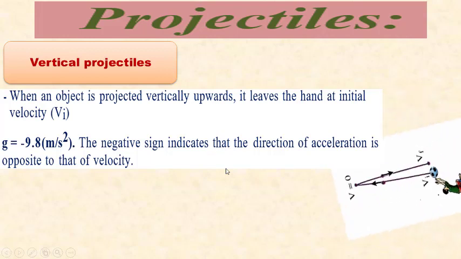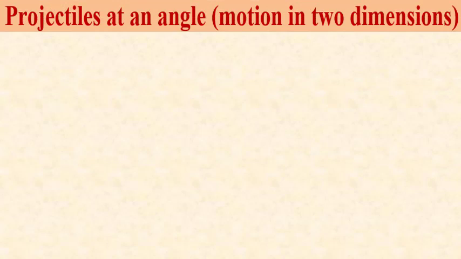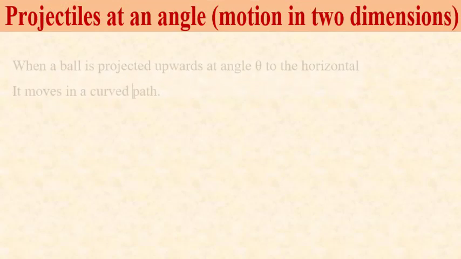Time of projecting upward equals time of falling down. Velocity upward equals negative velocity downward. Okay? Now we have to study projectiles at an angle, or motion in 2 dimensions.